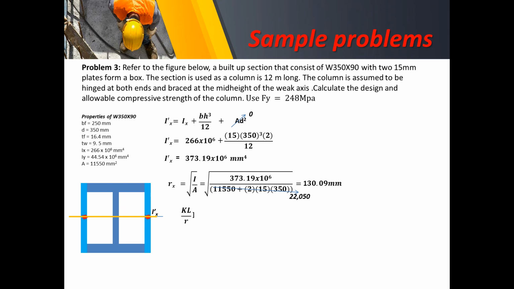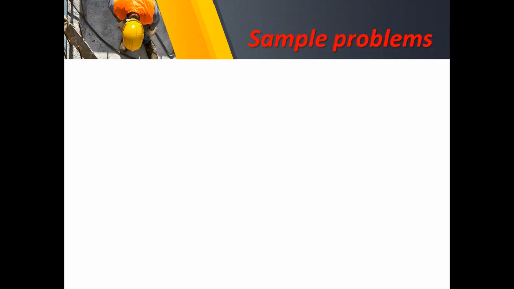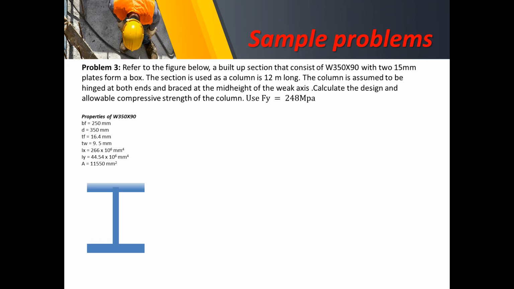So therefore, we can now compute for the slenderness ratio along the x-axis. The x-axis here happens to be our major principal axis. So hence we have here 92.24.